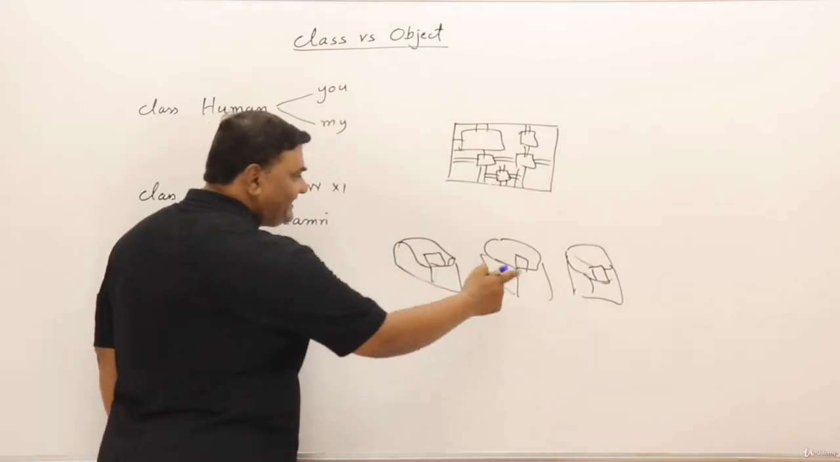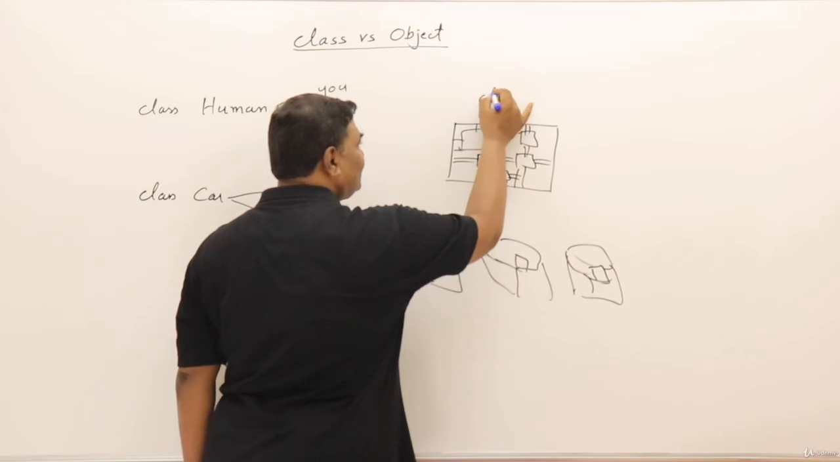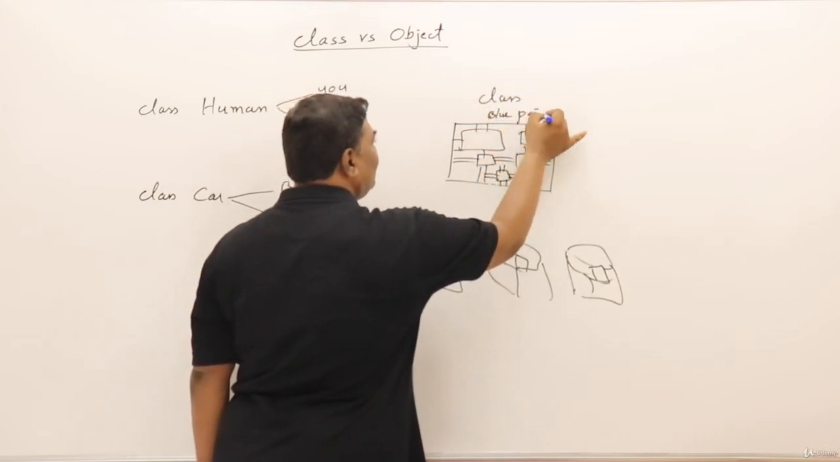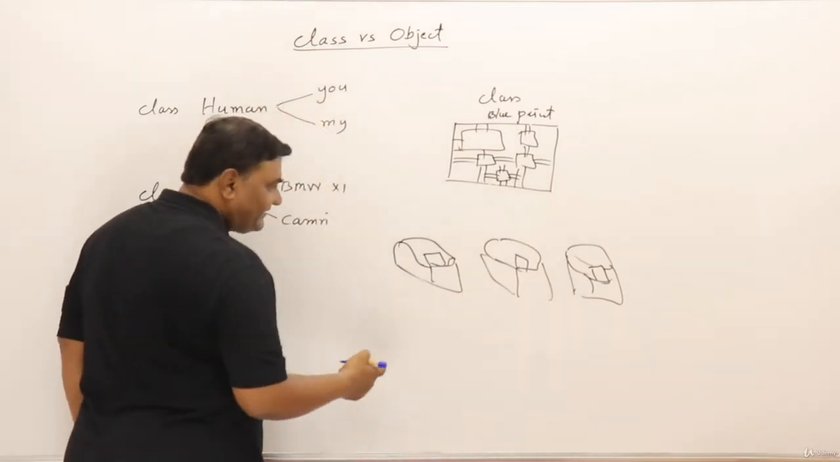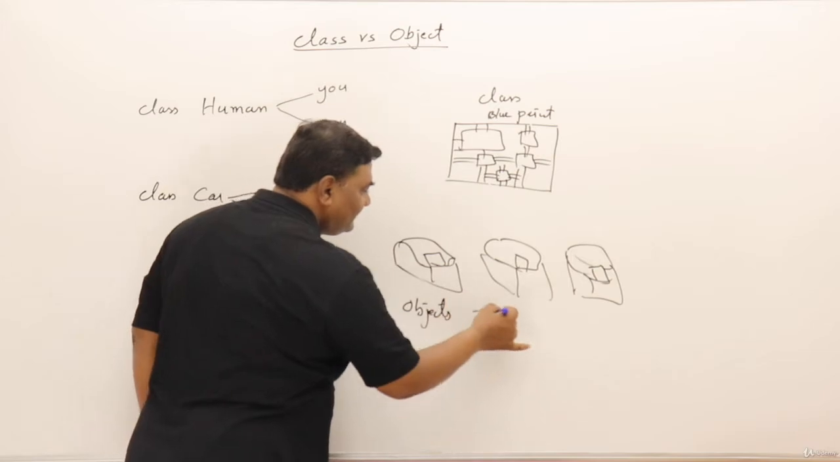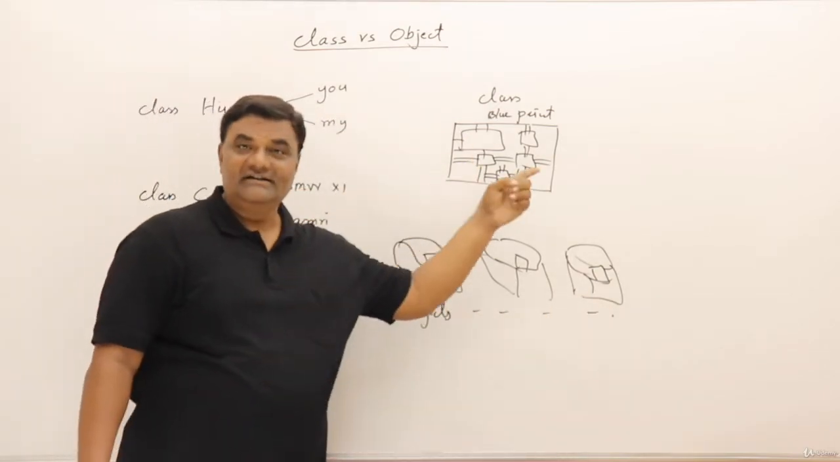All these fingerprint scanners are based on this design. So this is a class, or this is a blueprint of a fingerprint scanner. So what are all these? These are objects. These are all objects of that design, based on that design.